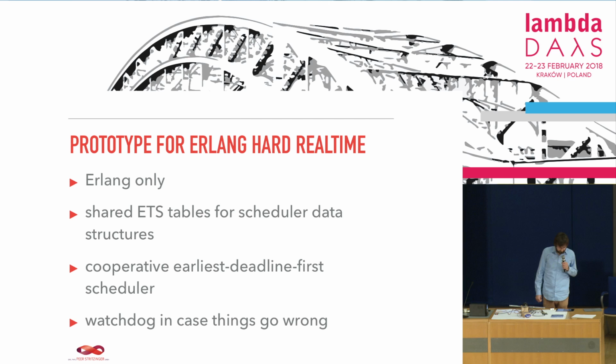The type of scheduler I used was a cooperative earliest deadline first scheduler. The issue is that you can't preempt other processes in Erlang, you would have to go to the VM, which usually does this. So I have to rely on some collaboration between those real-time processes. Actually, it's more of a hack. I will go into it deeper in the next slide. And there can be things going wrong, so I also implemented a watchdog, which will take care to clean up the ETS tables if something crashed, for example, or a process missed a deadline.